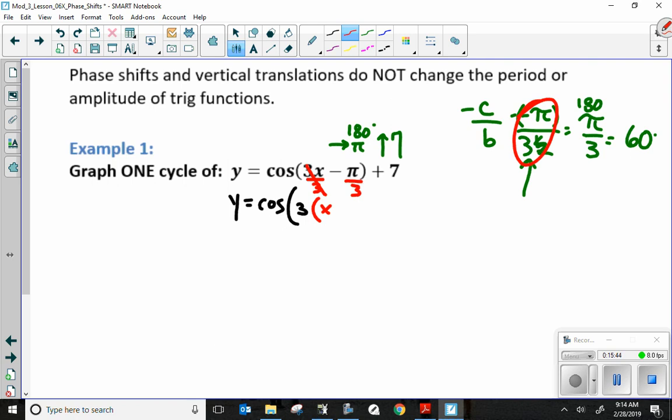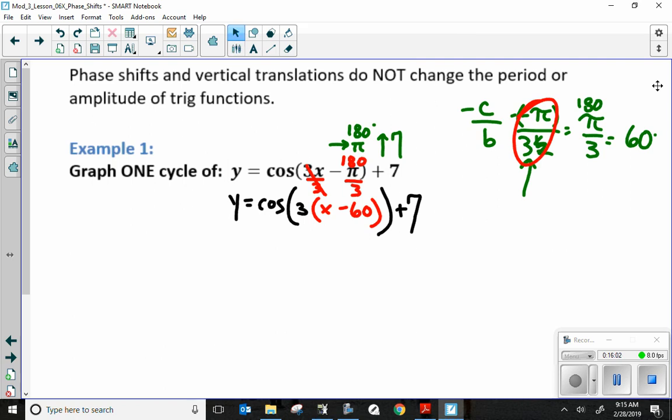Okay? So I want to make this into degrees. I hate the fact that it's radians. So it's 180 divided by 3, which is 60. So it's minus 60 now. I still have my plus 7. This right here is now my brand new equation. I don't want the crayon, I want the highlighter. I'm graphing this. I'm getting all my information from this right here. Okay, this is what I'm going to graph. Let me erase this negative c over b.